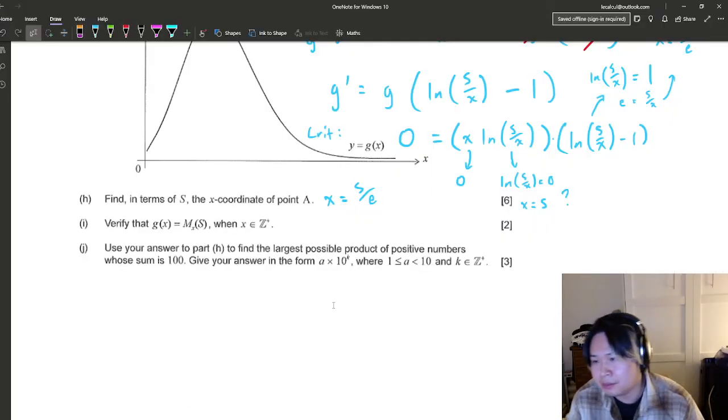So notice this x value corresponds with s over e, and then s was 12. I don't know, whatever, okay. Okay, verify that g of x equals P_max of s when x is an integer.